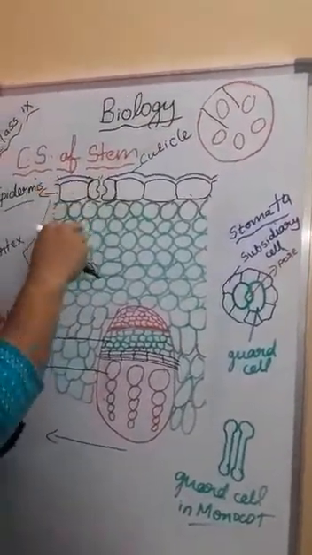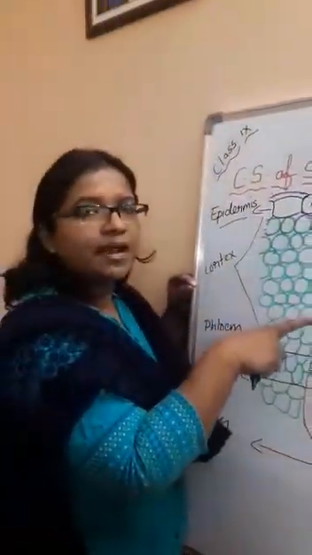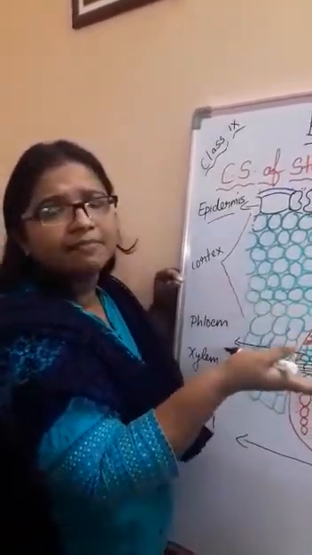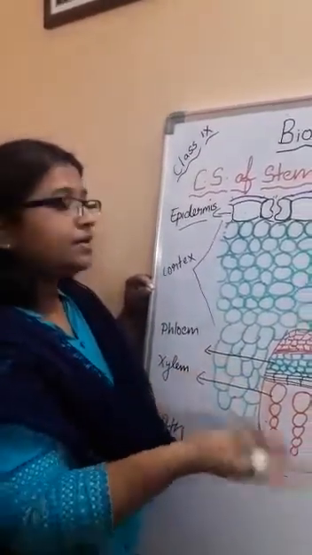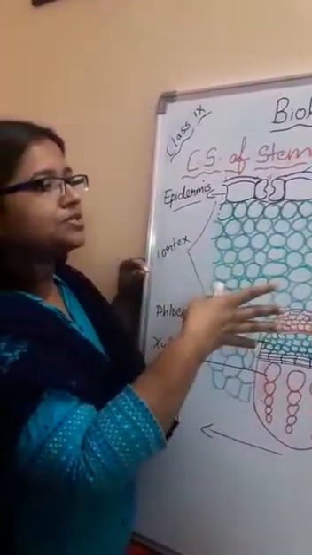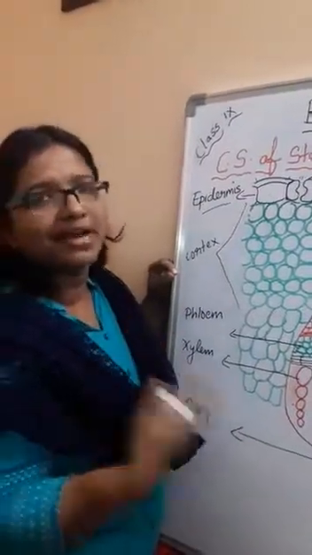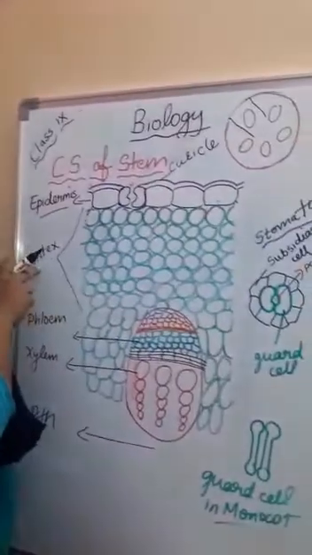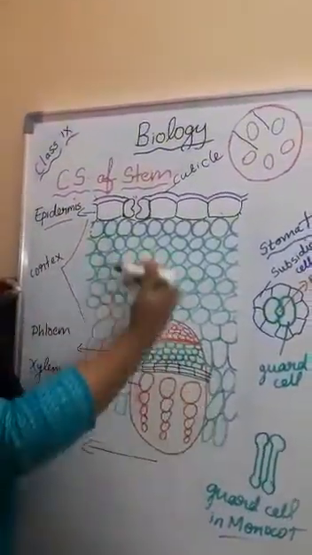Then inner to the epidermis, this region we call the cortex. The cortex of the plant tissue might be made up of collenchyma, sclerenchyma, parenchyma. That depends on which plant it might be. Variously, different types of tissues you can see. But in some cases it might be only sclerenchymatous, in some cases only parenchymatous, and that depends on the type of the plant. So this is called cortex.